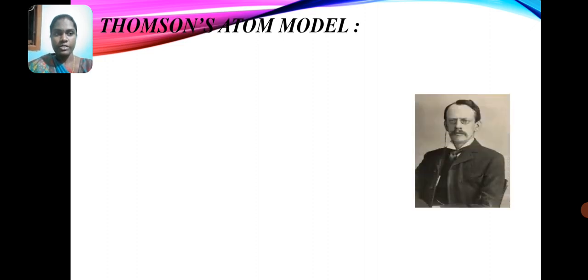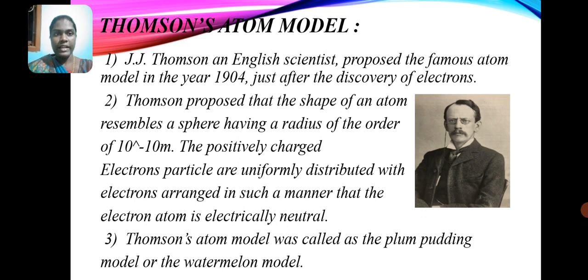Then the Thomson atom model. He is J. J. Thomson, an English scientist, who proposed the famous atom model in the year 1904, just after the discovery of electrons. Thomson proposed that the shape of an atom resembles a sphere having a radius of the order of 10 power inverse 10 meter. The positively charged particles are uniformly distributed, with electrons arranged in such a manner that the atom is electrically neutral. Thomson's atom model was called the plum pudding model or the watermelon model.